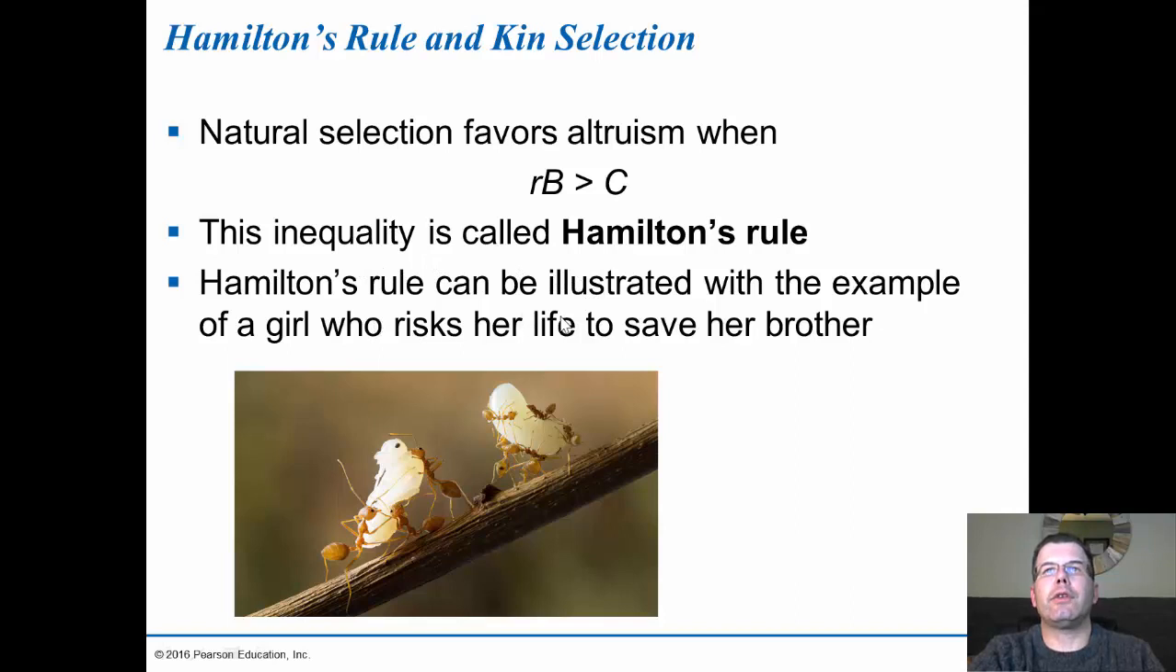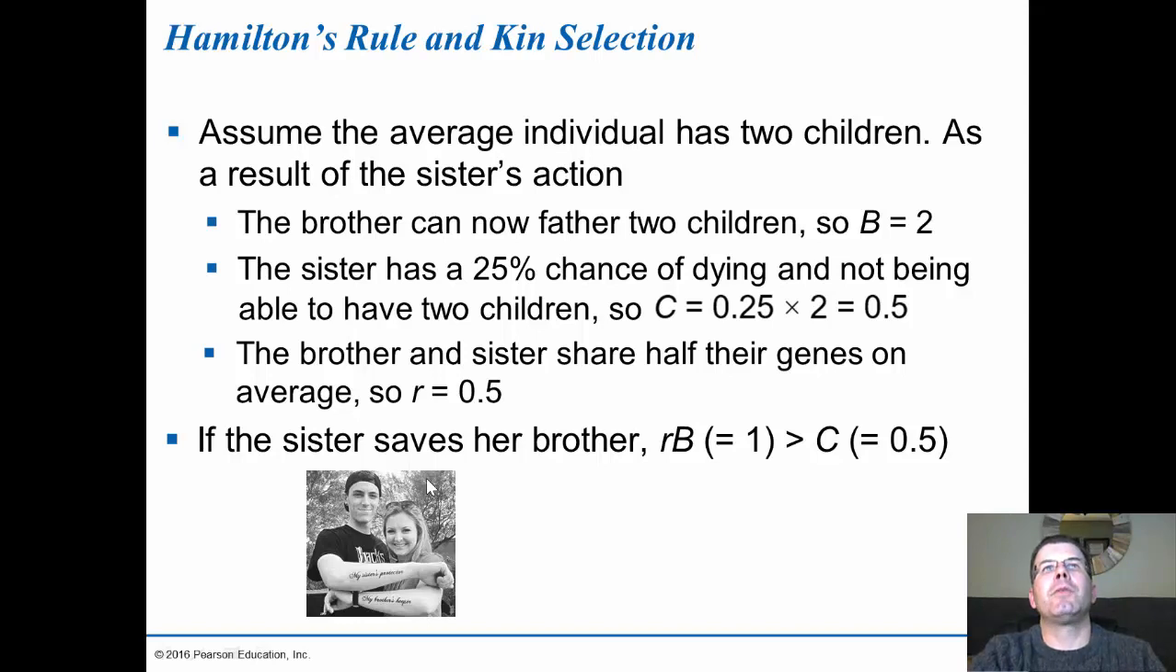And the rule is illustrated by an example of a girl who risked her life to save her brother. And in this picture, these individuals are saving the larvae of the individual that gave birth to them. And so this would be an altruistic act because they may not be their own larvae, but they're all related in certain ways. And so that's the idea of that picture there, showing the altruistic act. So let's take a look at Hamilton's rule in kin selection.